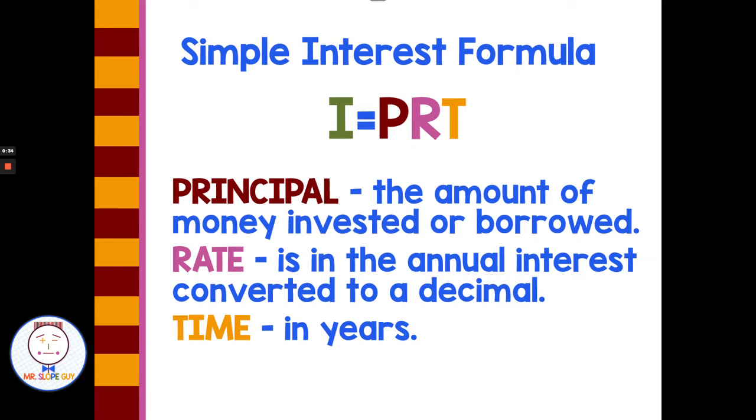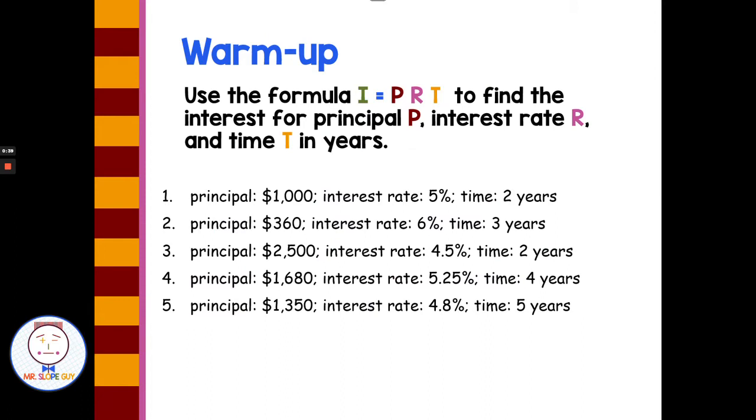So let's take that formula, I equals PRT, and you guys pause the video here and find the simple interest using the formula I equals PRT for these 5 questions. All right, welcome back. So if I use I equals PRT, $1,000 at 5% for 2 years, the amount of interest would be $100. Your balance would be the $1,000 plus $100, but your amount of interest would be $100.